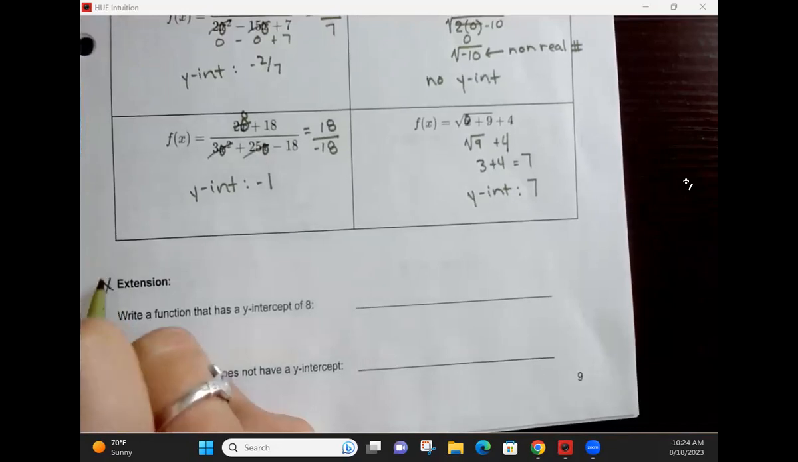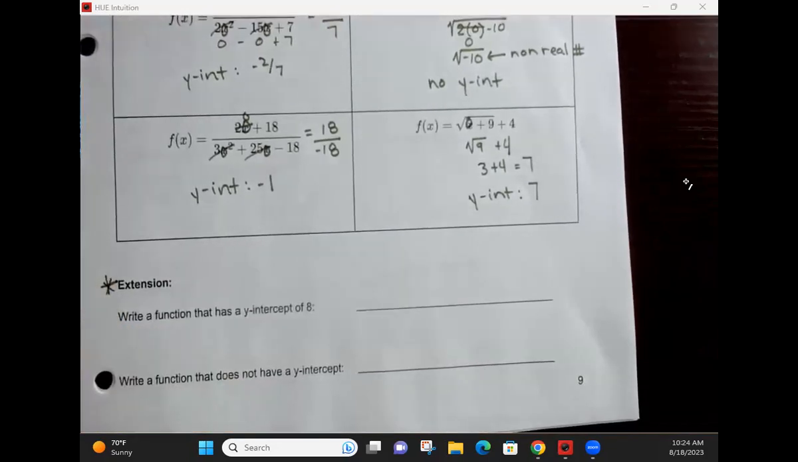I want you to try now the extension problems at the bottom. So write me a function that has a y-intercept of 8, and then write me a function that does not have a y-intercept. Your functions can be as simple or as complicated as you would like to make them.